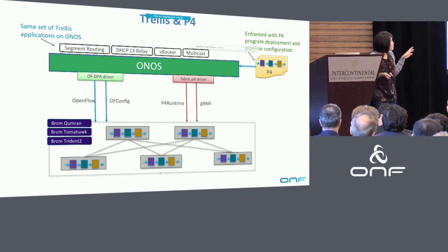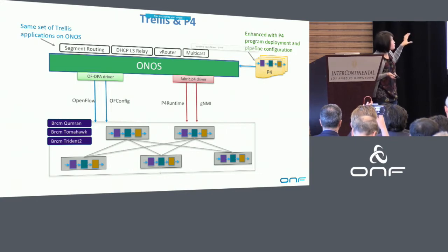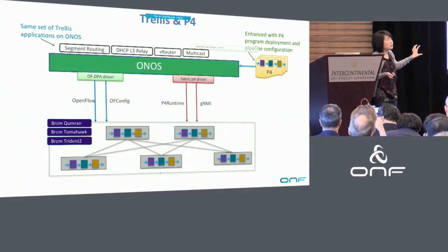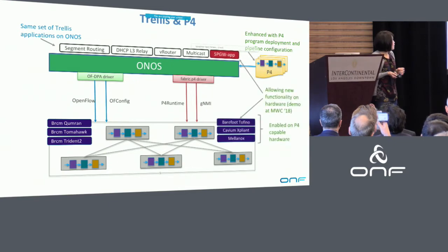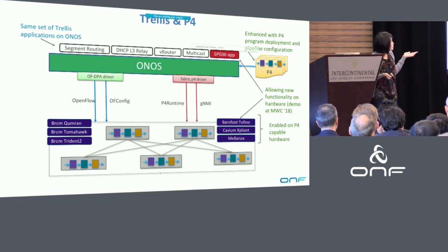So what that enables is we can preserve all the applications that provide segment routing, for example, and be able to then have a mixed fabric that supports both OpenFlow devices as well as P4 devices. So these devices now run programmable chips, including the Barefoot Tofino, Cavium XPliant, and Mellanox boxes.